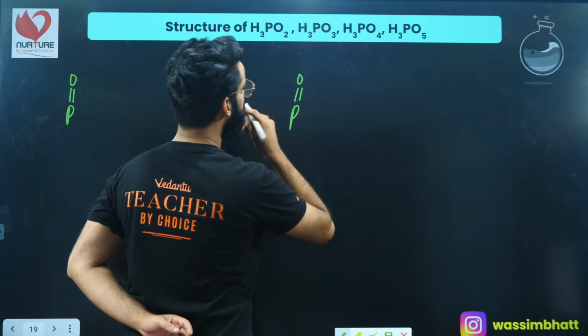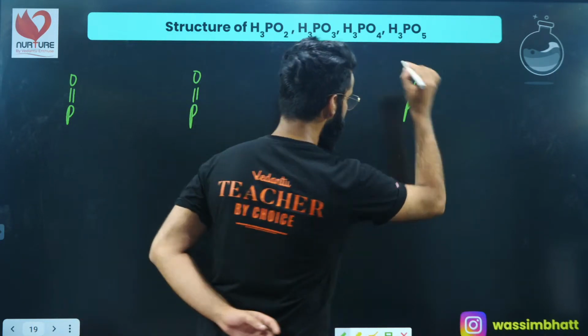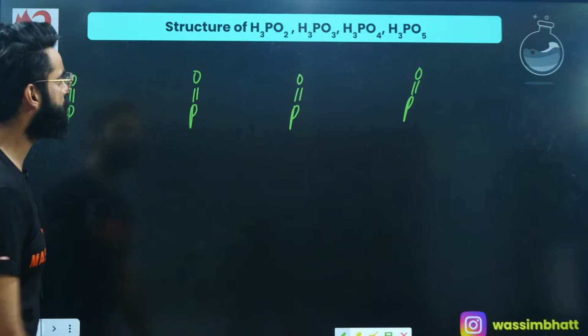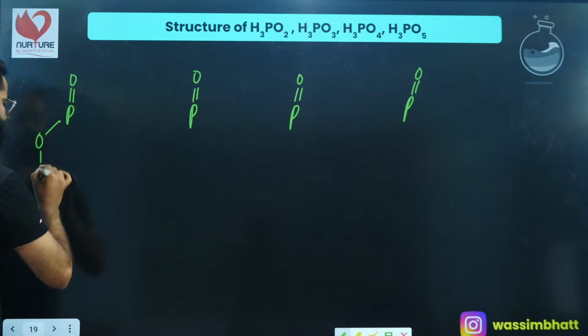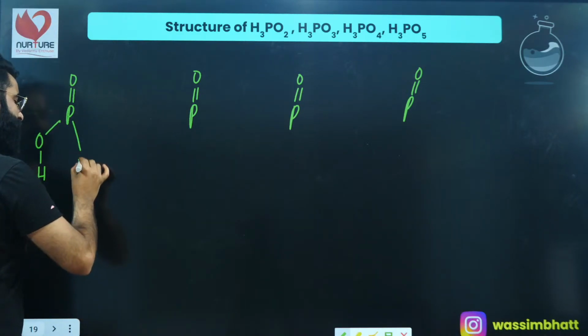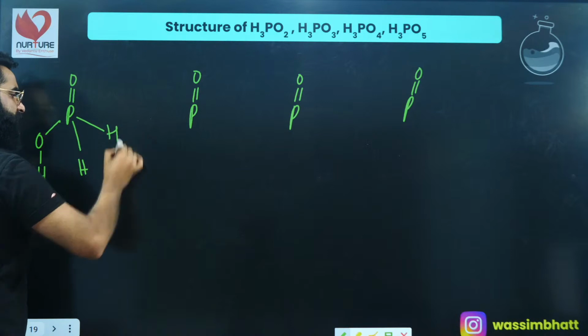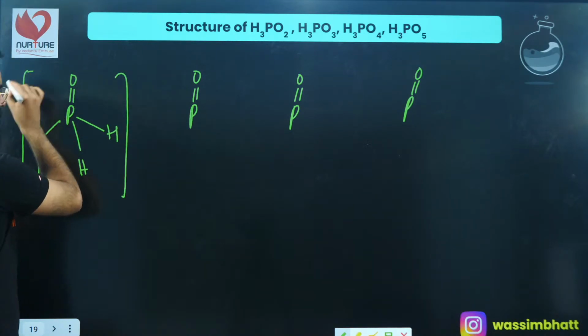Everywhere I'm putting the double bond between phosphorus and oxygen. Now, if I need to make the structure of H3PO2, this is going to be one of the oxygen attached with hydrogen, and there will be 2 more hydrogens. One hydrogen directly attached with this one, one more hydrogen directly attached with this one. This is basically your H3PO2.